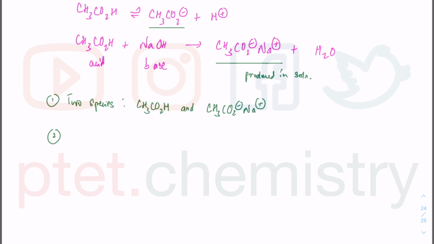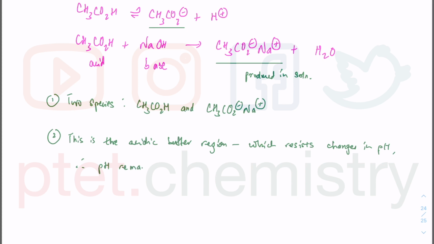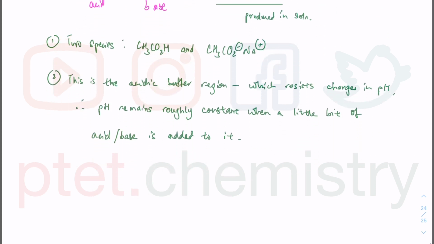So this is the buffer region. This is the acidic buffer region, meaning the circled region. And this will resist or oppose changes in pH. Meaning to say, therefore, pH remains roughly constant. Roughly, meaning they like to just stay the way they are when a little bit of acid or a little bit of alkali or base is added to it. And they give us 3 marks because we are supposed to write two equations.